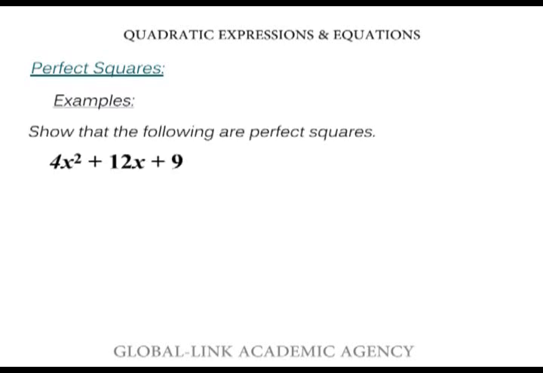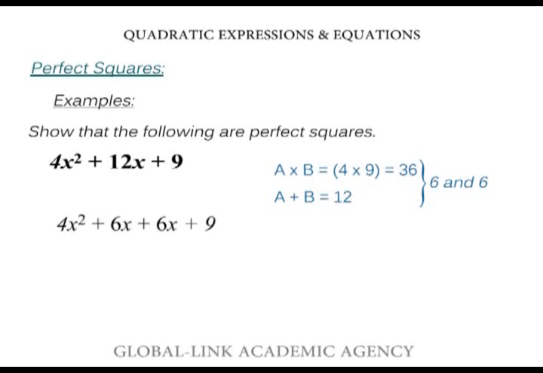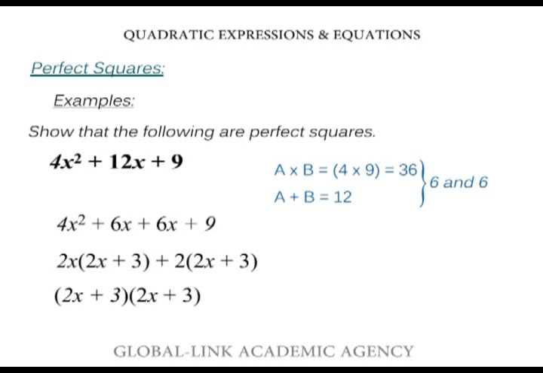For example, show that the following are perfect squares. Number 1, 4x squared plus 12x plus 9. A times b is 36, a plus b should be 12, and our numbers are 6 and 6. We substitute: 4x squared plus 6x plus 6x plus 9. Factorized, we have (2x plus 3) times (2x plus 3), and this can be replaced by (2x plus 3) squared, and therefore the expression 4x squared plus 12x plus 9 is a perfect square.